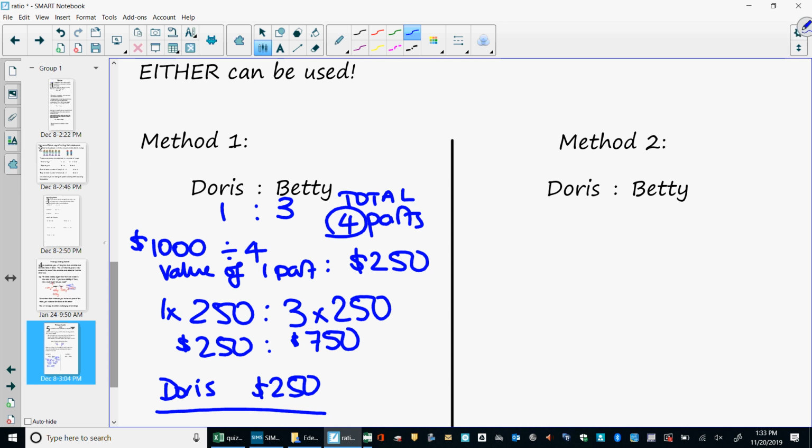You with me? When you say parts, what do you mean? Well, ratios, they're in parts. I don't know what a better word to use is. So 1 part for Doris, 3 parts for Betty. So each 1 amount that Doris pays, Betty pays 3 of those same amounts. Oh, okay. Is amount a better word? Yeah.